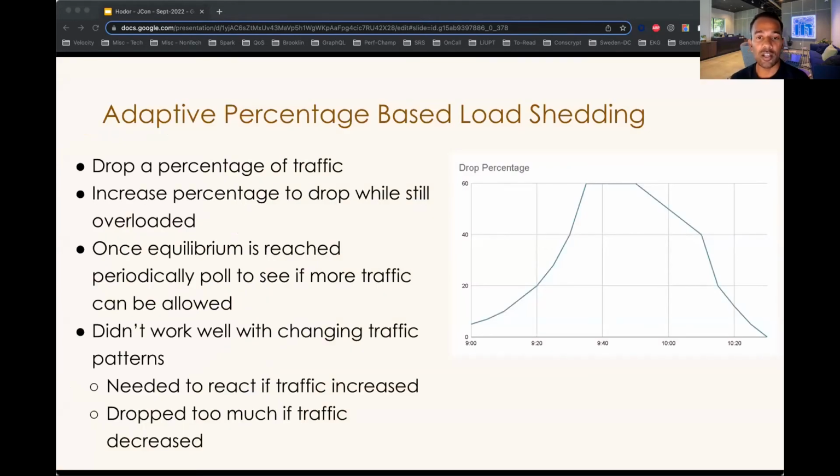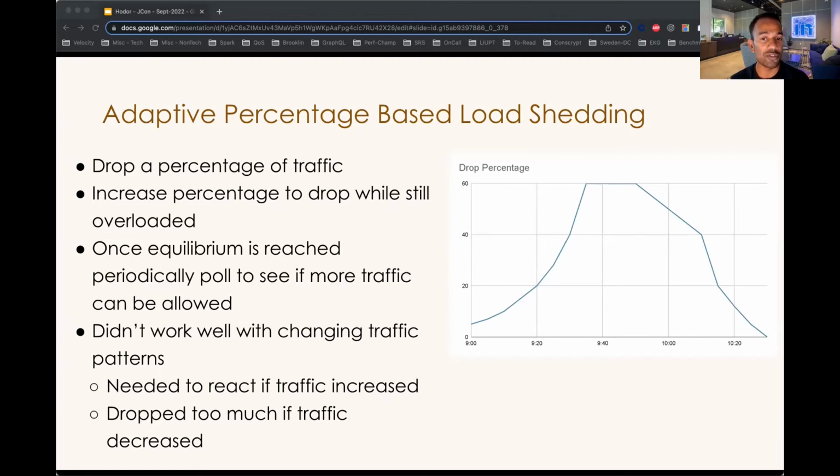Our original load shedding strategy was based on adaptive percentage-based load shedding. This shedding strategy drops a percentage of incoming requests and adaptively controls the drop percentage based on how the system responds to load shedding. As you can see in the graph here, the load shedder continued to increase the drop percentage if the system did not recover from the overload.